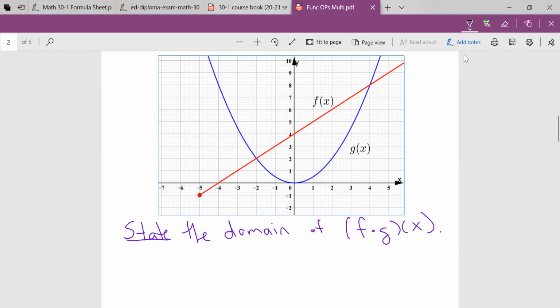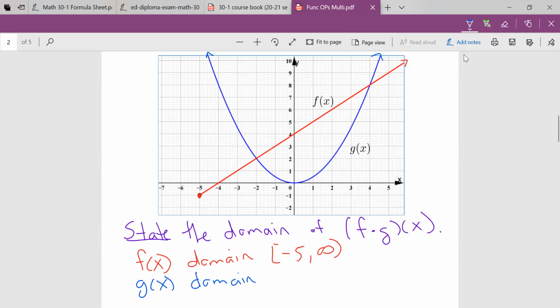So let's look at the domain of f at x first. Well, I see it's this solid dot right here at -5. So my domain would start at -5, and my graph goes to the edge, which means it keeps going to -infinity. The domain of g at x. Well, it's a parabola. Again, it goes to the edge of the graph, which means it goes on forever. So the domain is all real numbers.